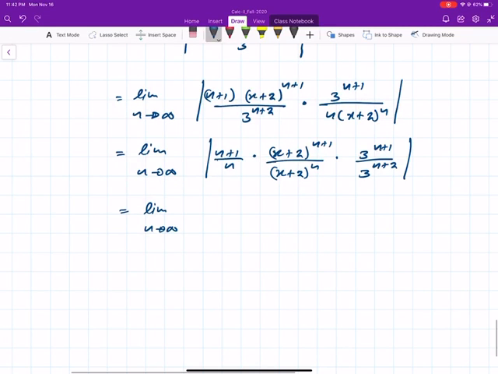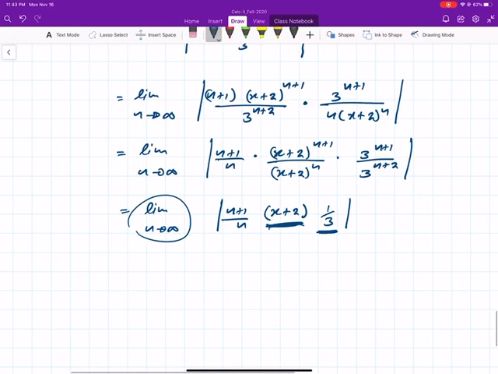Limit as n goes to infinity. This is n plus 1 over n, and then this is x plus 2 in parentheses, and then this is 1 over 3, the absolute value of that. Now you can see this is independent of n, that is independent of n. So you can take both of the parts out from this limit sign.